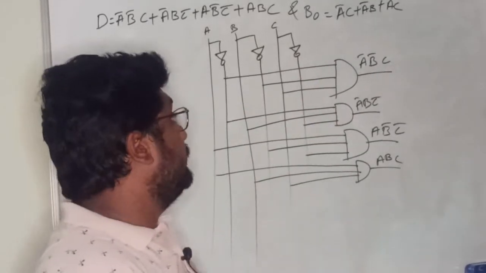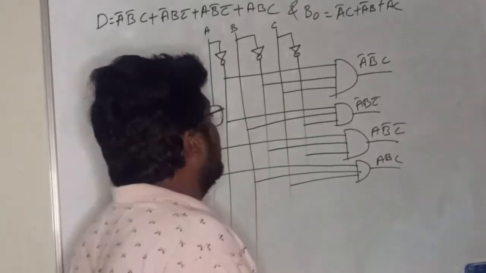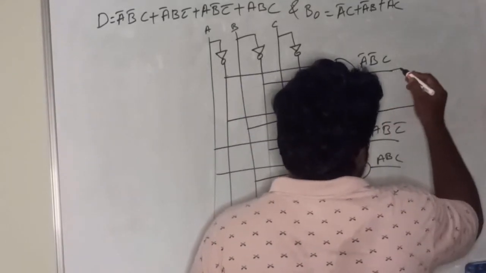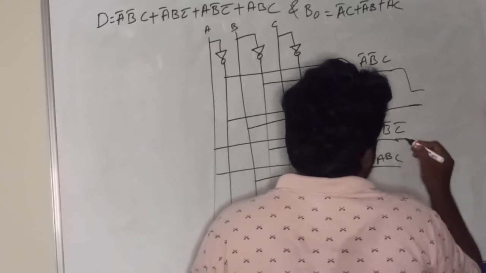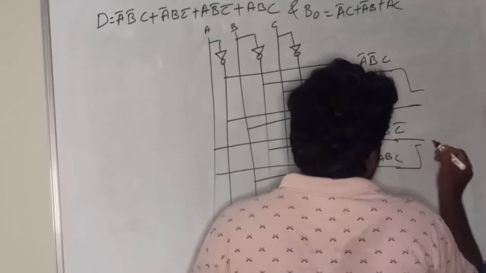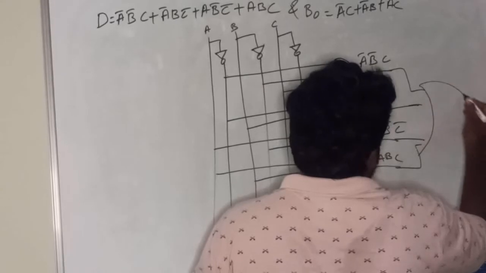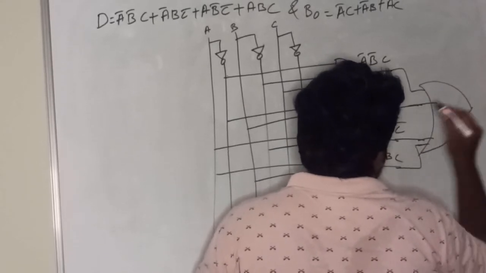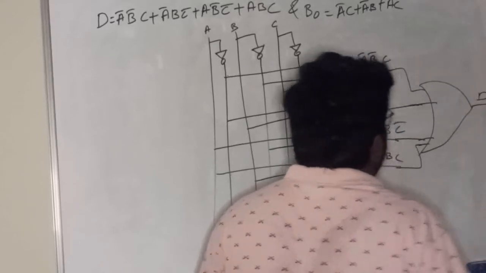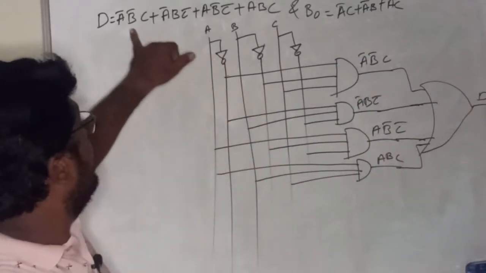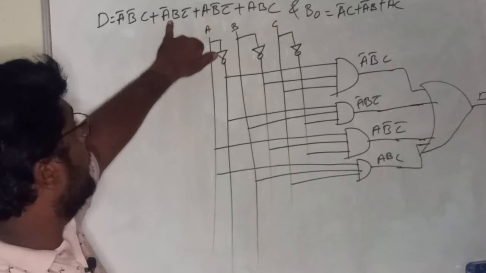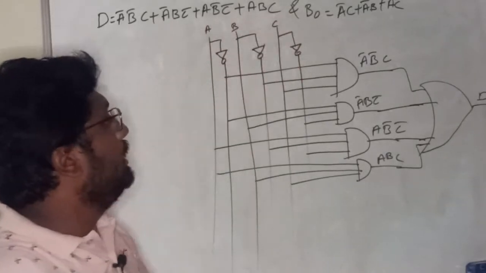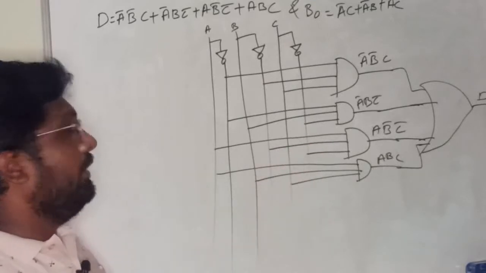All these AND gates or the product terms are combined with a sum, that is OR representation, right? All these are combined with OR, which is nothing but D. So D is equal to A complement B complement C plus A complement B C complement plus A B complement C complement plus A B C. So that is difference D.